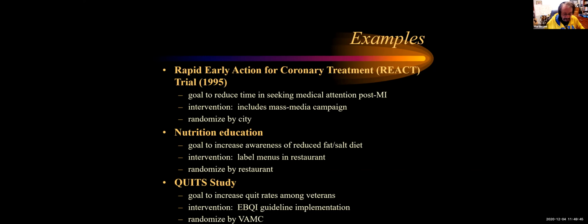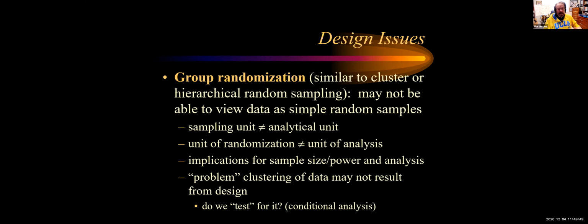And so this was the one that was done at the VA, and we randomized by medical center. Now, group randomization is similar to, or otherwise known as, cluster or hierarchical random sampling. Well, it's similar to that. Randomization, of course, is not sampling, but the idea is the same in terms of what we're trying to do. And so the data itself is not a simple random sample.